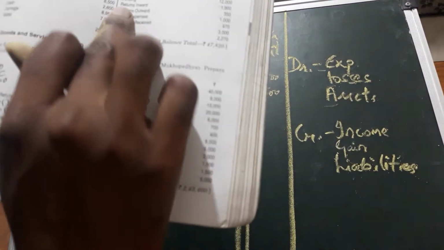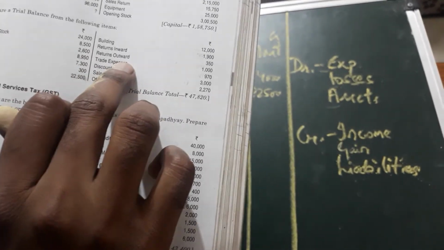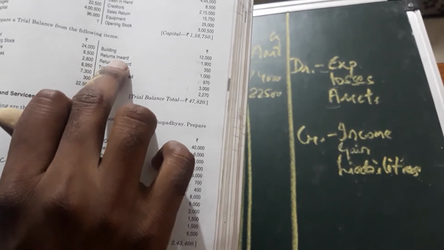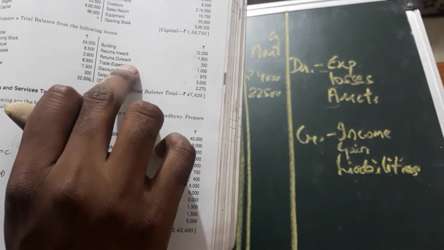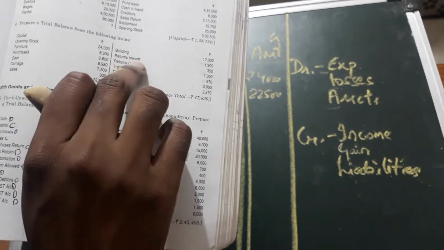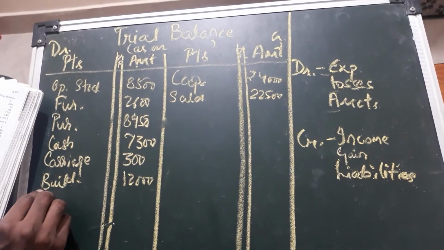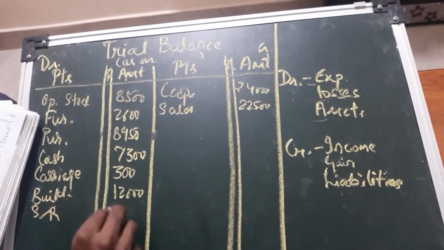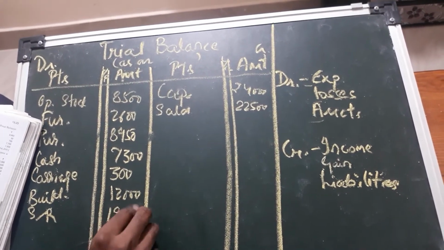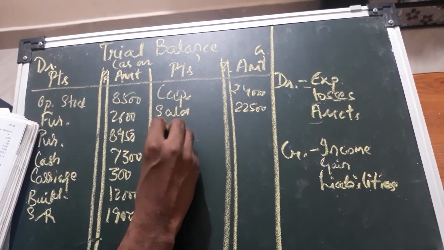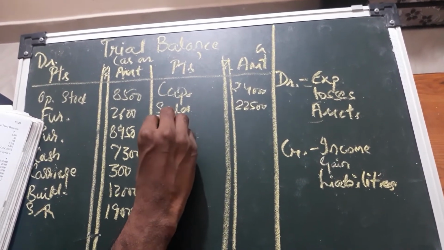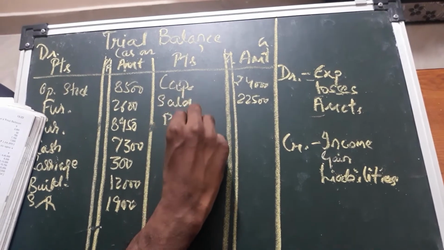Next item is return inward and return outward. Return inward means sales return, and return outward is purchase return. Return inward is assumed to be a loss for the business, and return outward is treated as income or deemed income for the business. That is purchase return.